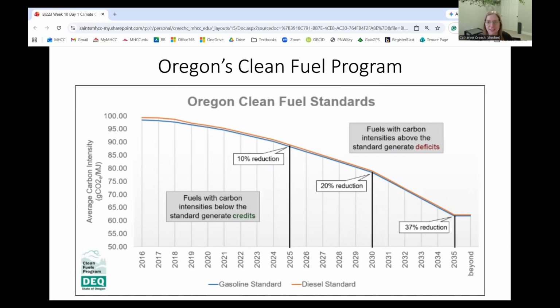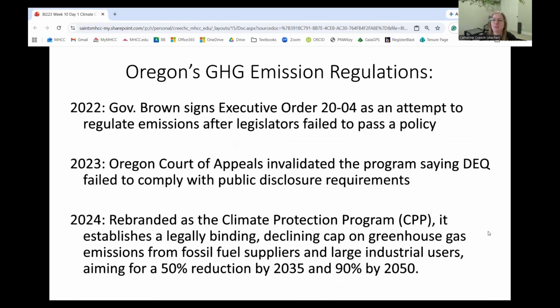What else is Oregon doing? Oregon has some greenhouse gas emission regulations, and this is really interesting because it's ongoing. In 2022, Governor Brown signed Executive Order 2004, and it was an attempt to regulate greenhouse gas emissions after legislation failed to pass a policy when they had intended to pass a policy. So that went into effect because she signed it.